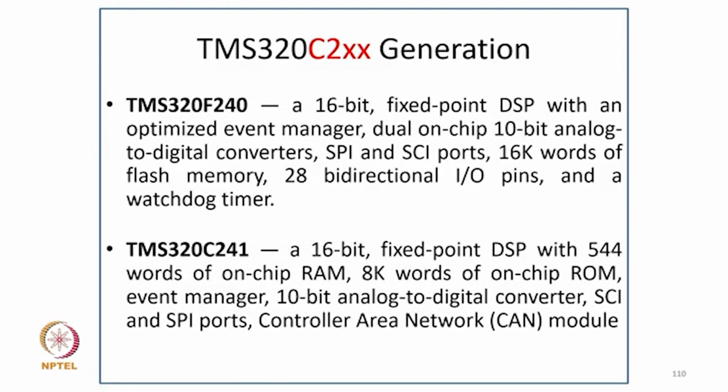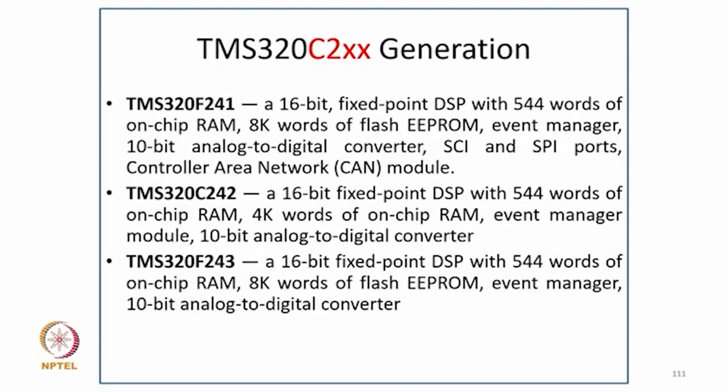TMS320F240 is a 16-bit fixed-point DSP with an optimized event manager, dual on-chip 10-bit analog-to-digital converters, SPI and SCI ports, 16 kilowords of flash memory, 28 bidirectional input-output pins, and the watchdog timer. And TMS320C241 is a 16-bit fixed-point DSP with 544 words of on-chip RAM, 8 kilowords of on-chip ROM, event manager, 10-bit A-to-D converter, SCI and SPI ports, and controller area network CAN module.